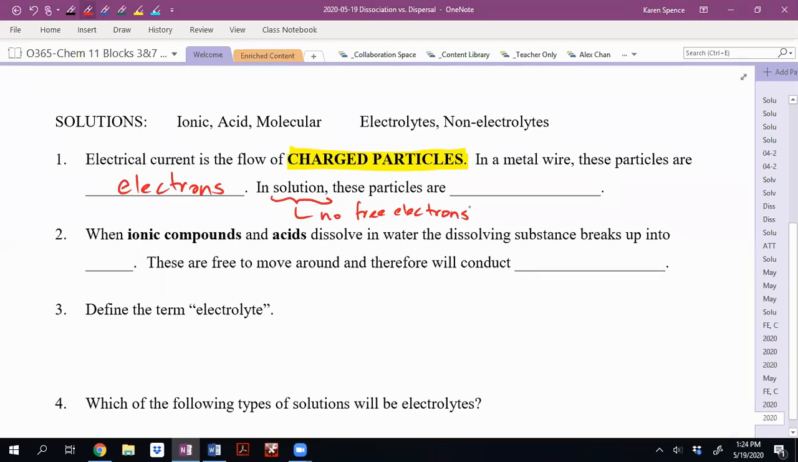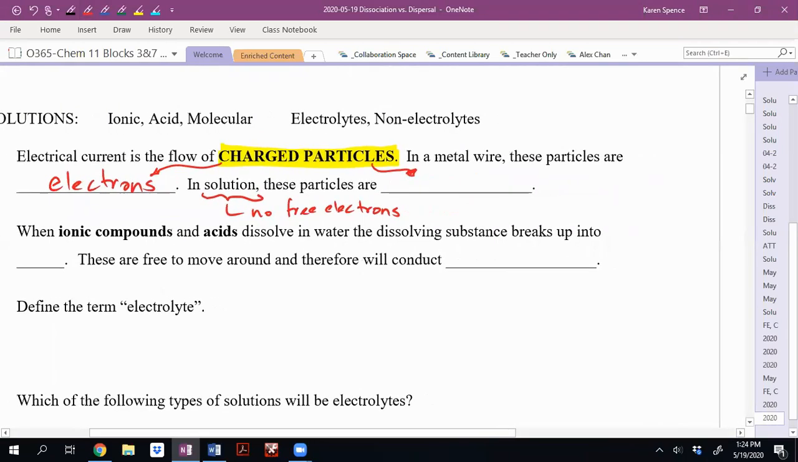So in a solution, what are the charged particles that are moving? It's not electrons. Who is moving in solution when you have a solution that conducts electricity? Ions, yes, okay? Because remember, you would have NaCl, for example, which is solid, and it would dissociate, split apart into Na+ and Cl-. And those ions are free to move about.